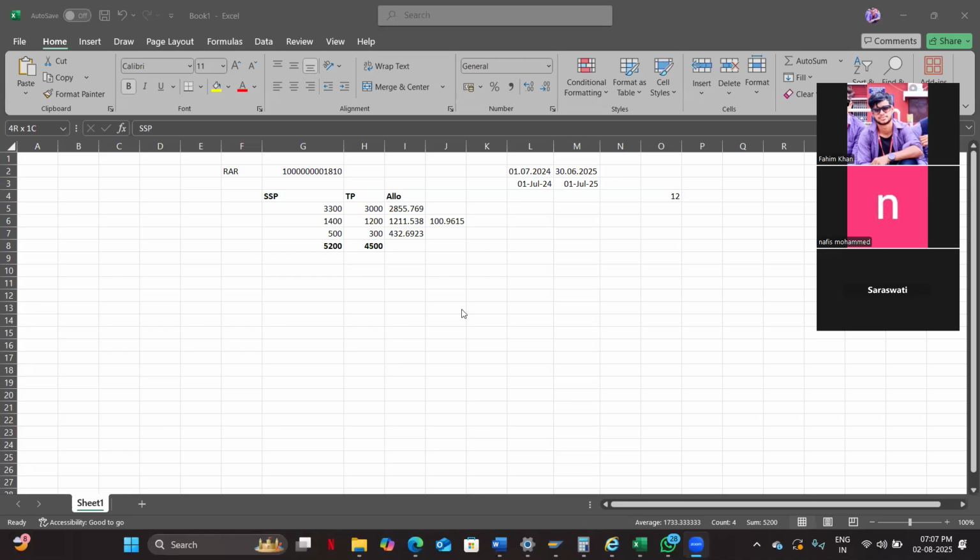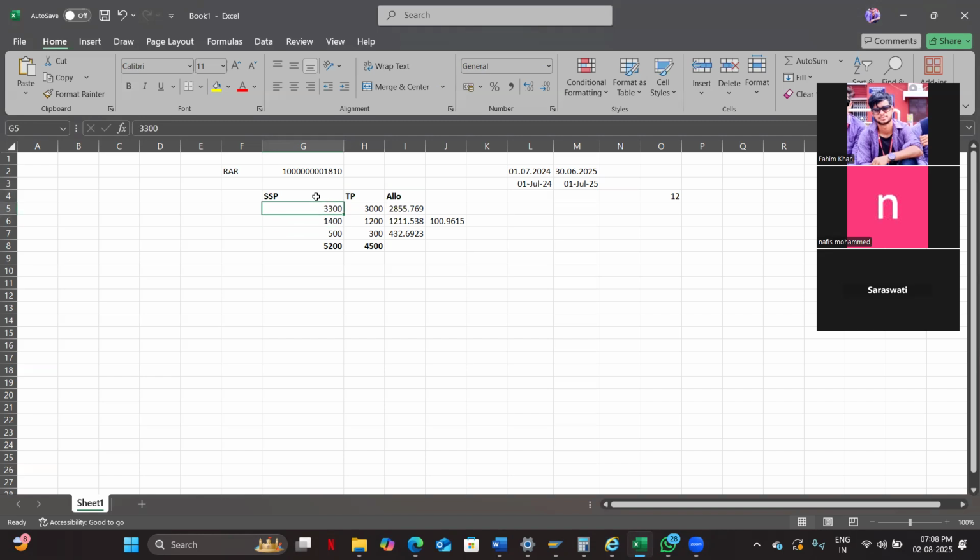Okay, so we can discuss again. Basically, for RAR, we are calculating allocation based on SSP. SSP means standalone selling price, which is the market price. Market price is different, transaction price is different. A particular product's price is the market price, and whatever the customer purchases, how much amount they paid, that is the transaction price they need to pay. So you understand those things, right? Transaction price and SSP.